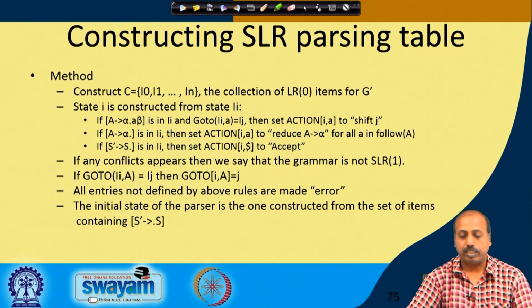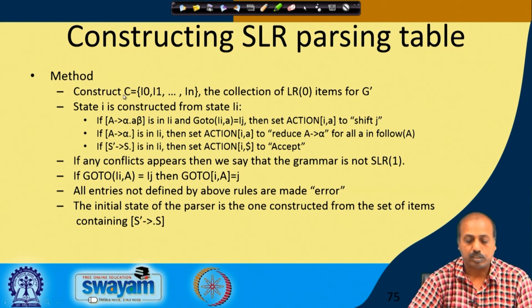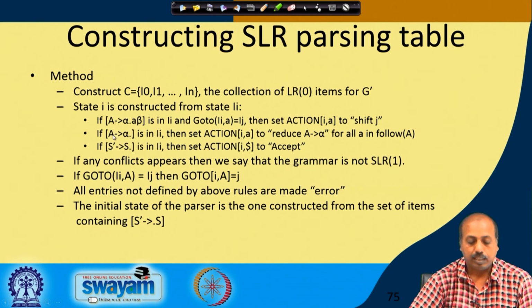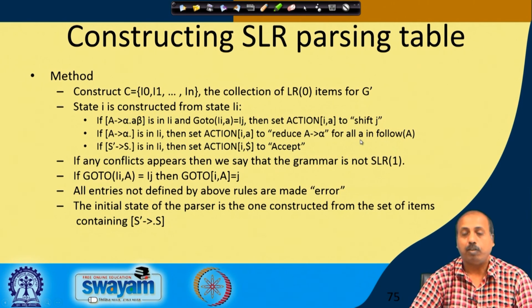So, for constructing the SLR parsing table, first of all we have to construct the collection of LR0 items for G dash, and the states are constructed like this. If A producing alpha dot A beta is in a particular item I_i and goto(I_i, A) is I_j, then we have to set action[I_i, A] to shift j. And now, if you have A producing alpha dot in the set of items I_i, then action[I_i, a] will be reduce by A producing alpha, for all a in the follow of A.